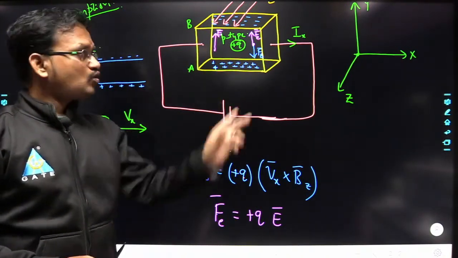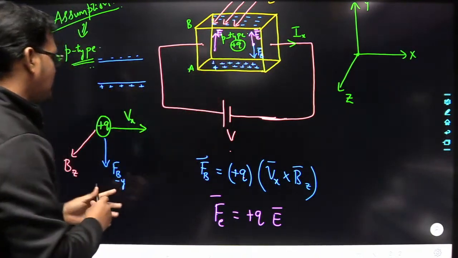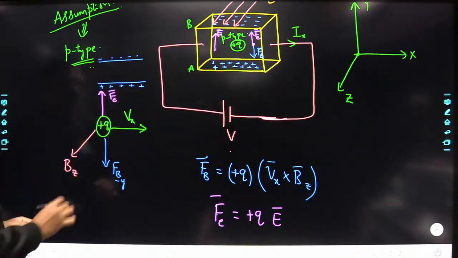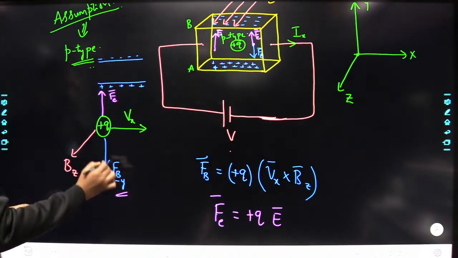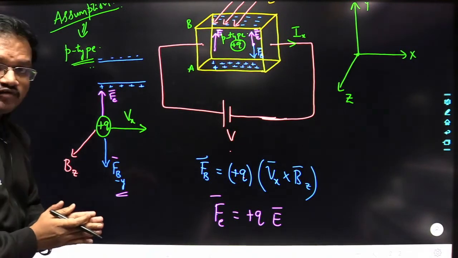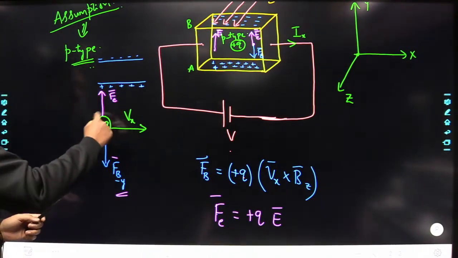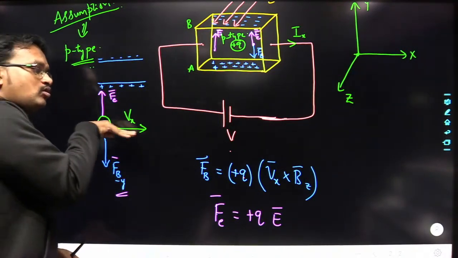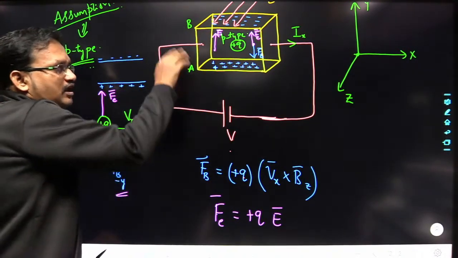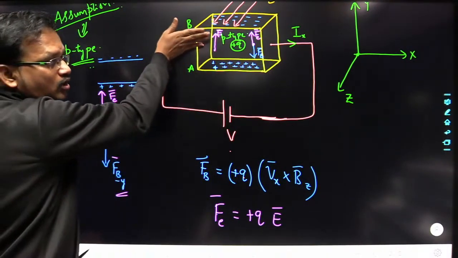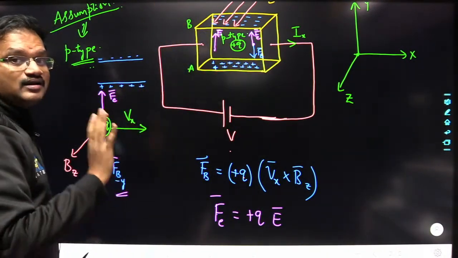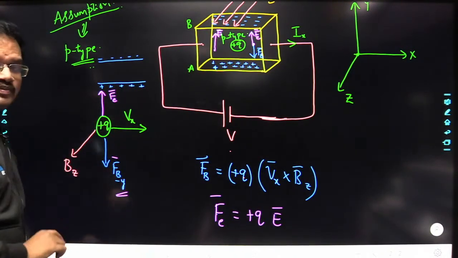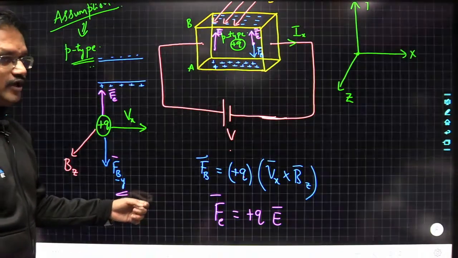Equilibrium condition. The two forces acting on the charge here: the electric force is acting in the upward direction. Under the equilibrium condition, this magnetic force and this electric force will become equal. Then the net force experienced by this plus Q will become equal to 0, and hence it continues to move from left to right. It neither moves downward nor upward under equilibrium condition. Why? Because both the forces will become equal. Understood? Okay.